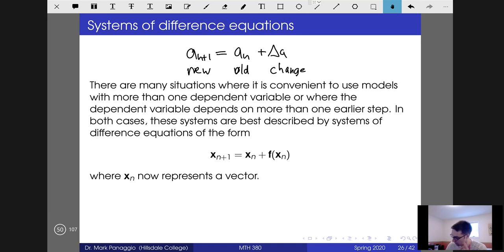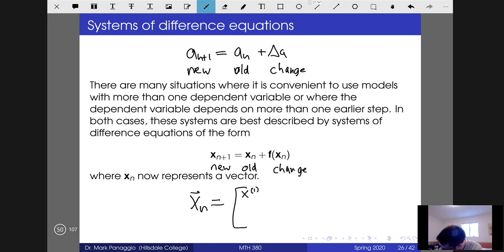They're going to look very similar. We're still going to have the same sort of general framework. It's going to be new value equals old value plus the change. But the difference is that x_n, the state, is now going to be a vector which has components. Maybe it has n components. And the change is now not going to be just a regular scalar valued function, but rather f is going to be a function that takes in an n-dimensional vector and spits out an n-dimensional vector.